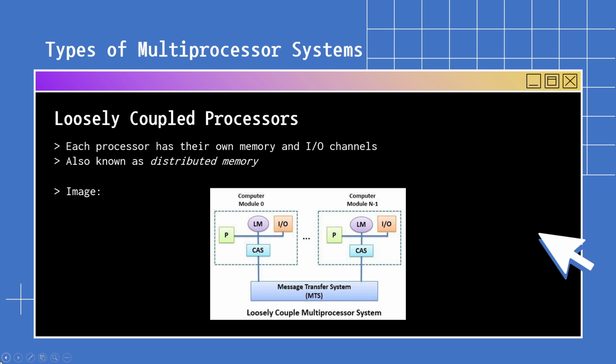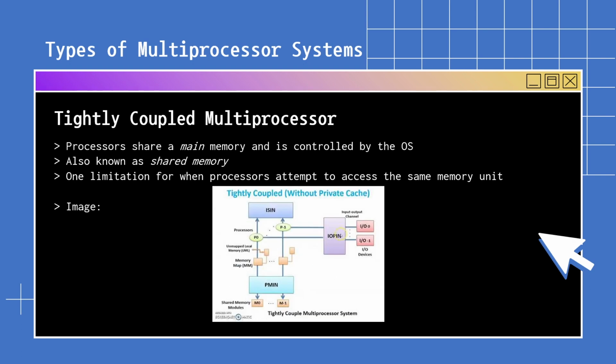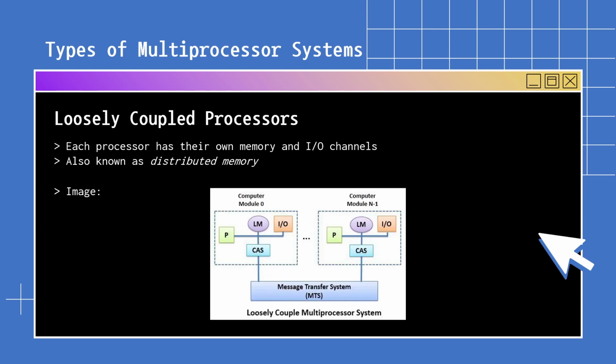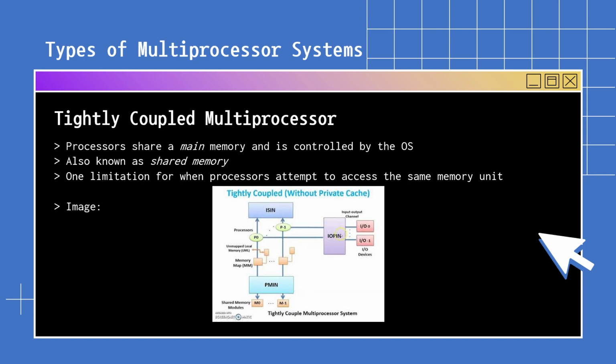The next is the complete opposite of the loosely coupled multiprocessor, which is the tightly coupled multiprocessor. This is also called shared memory. If loosely coupled had distributed memory because each processor had its own local memory, the tightly coupled multiprocessor has a shared memory. At the bottom here, you can see the memory modules, separated of course, but they go through a memory channel which is accessed by all processor systems.